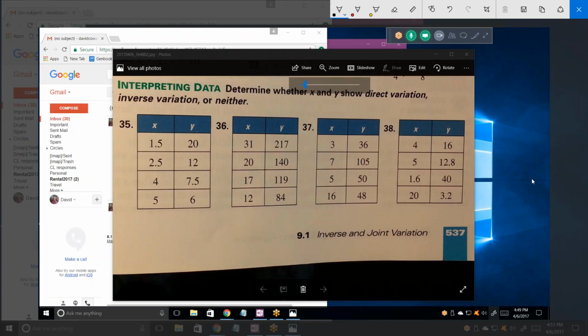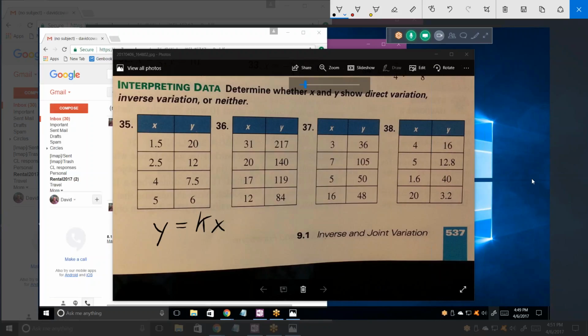Let's look at the second one. First of all, can it be either inverse or direct? Let's narrow down what it might be, and that's pretty easy to narrow down. As x goes down, what is y doing? Goes down. That means the only possibility is direct.